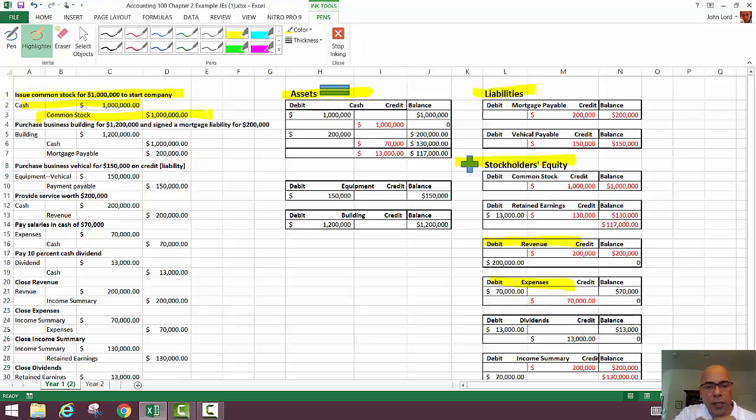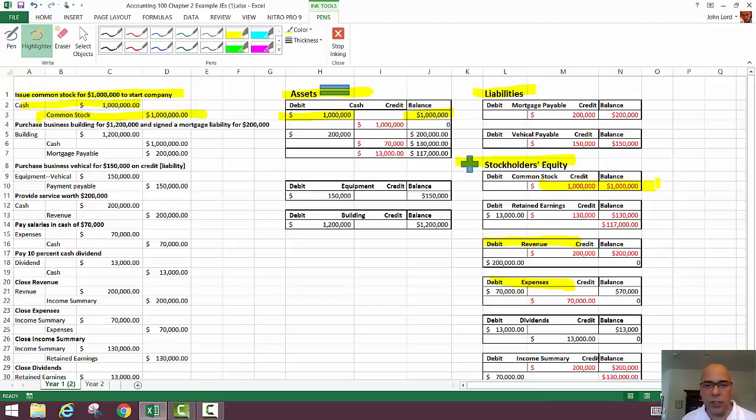So we've debited cash, and we need to credit the common stock. Common stock is an equity account. We just issued stock, we want to increase it, so we credit it, and then we would post those entries. Debit cash: now the balance in cash is $1 million. Then we would credit our common stock. Where's our common stock? Right here. The balance in common stock is $1 million.